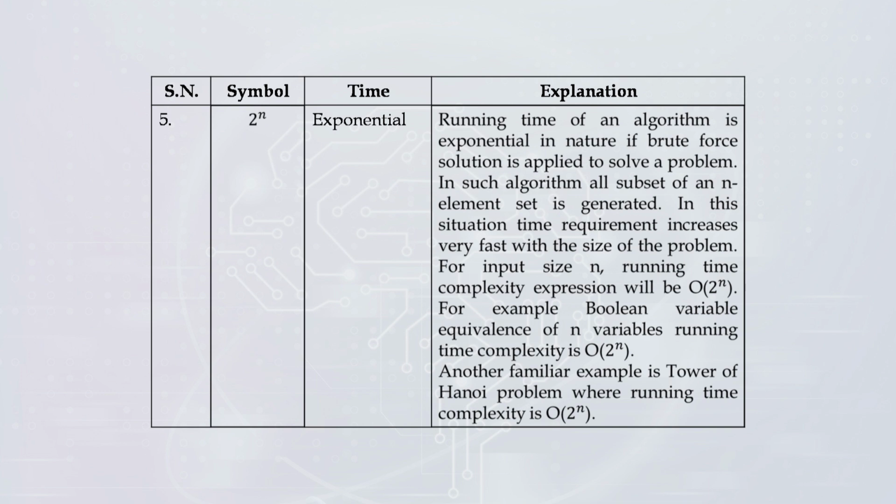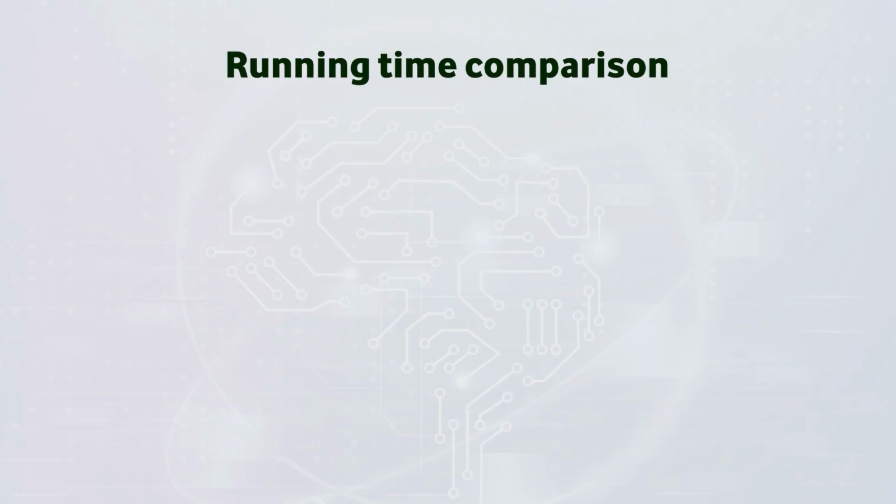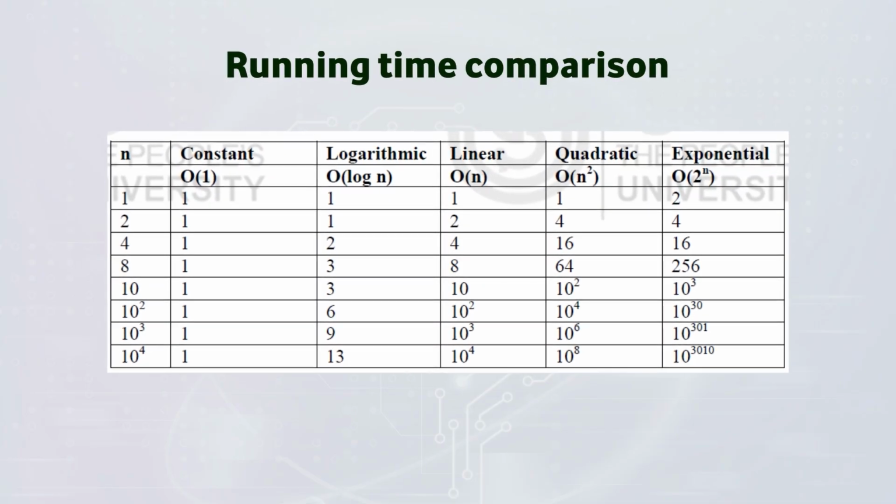So, for input size n, the running complexity expression will be 2 to the power n. For example, for Boolean variable equivalence of n variables, the running time complexity is big O of 2 to the power n. That is the exponential time complexity. In the case of the Tower of Hanoi problem also, we get big O of 2 to the power n.